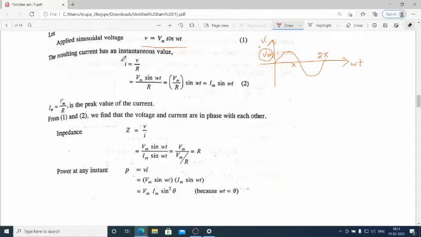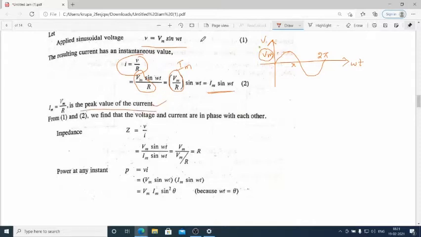So the resulting current has an instantaneous value, I equal to V upon R. V is equal to Vm sine omega t upon R. I take out Vm upon R, which is treated as a constant. Im means the maximum or peak value of the current. So I am writing again: Im is equal to Vm upon R, the peak value of the current.